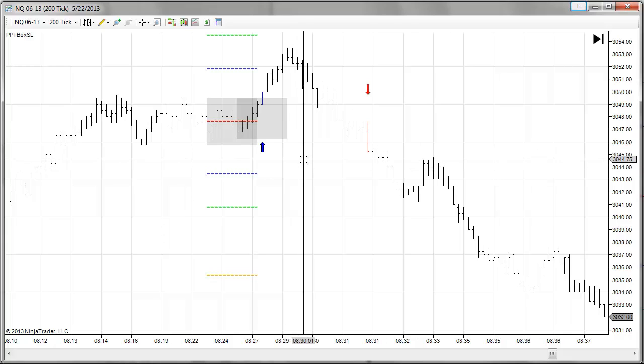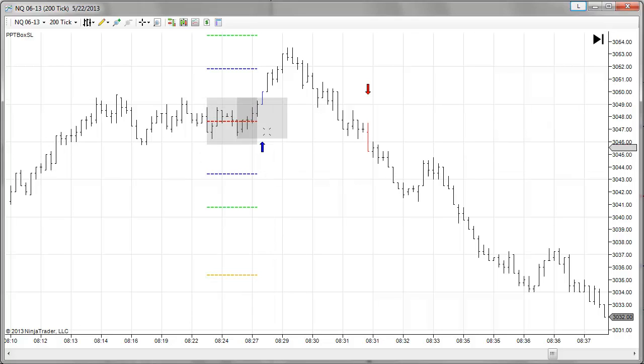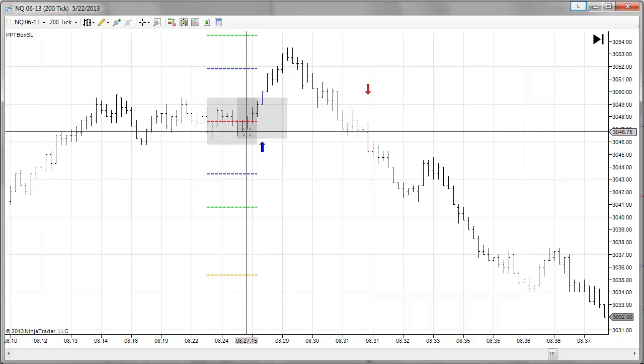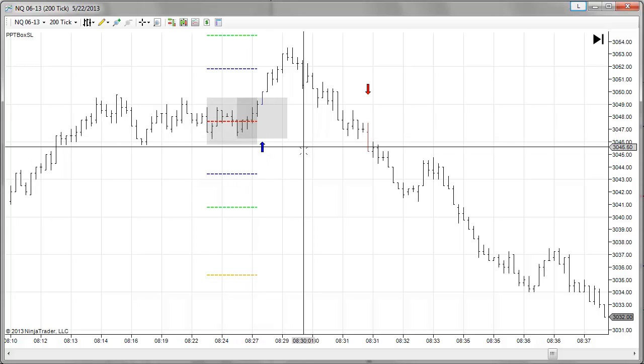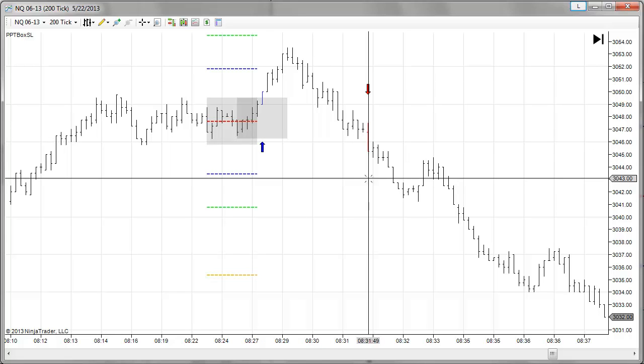I know some of you guys are numbers guys. You always ask questions. Well, what percentage? Well, I don't know. 80%, 90%. I don't keep track of that. But what we do know is that when multiple boxes form on top of each other, you are going to have a pretty good chance that there's going to be a strong push in one direction or the other.